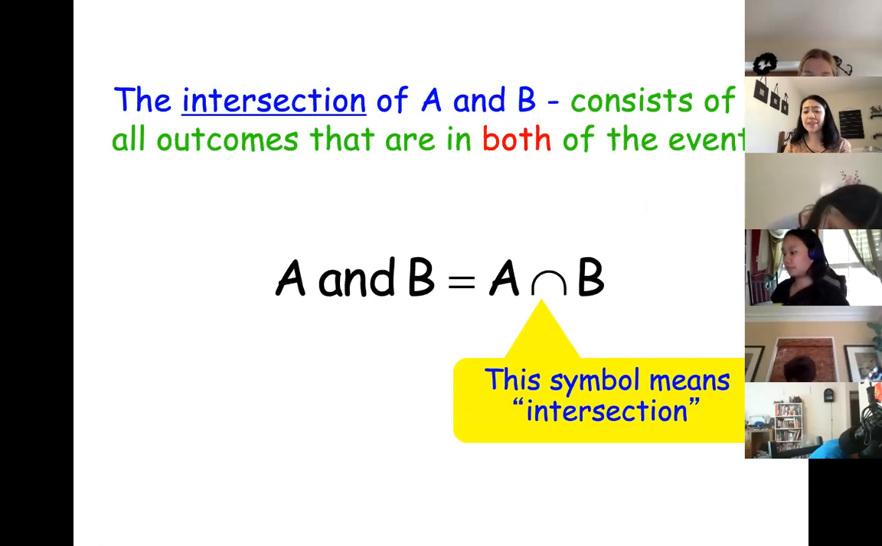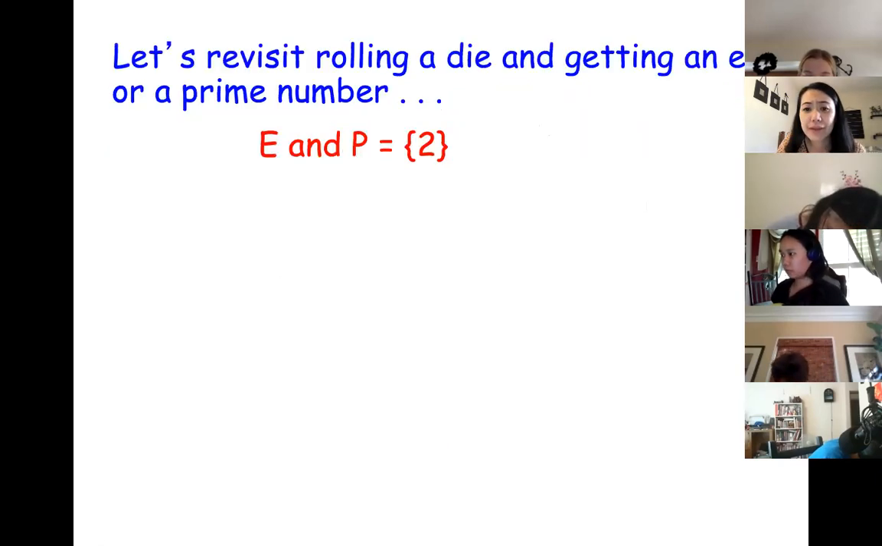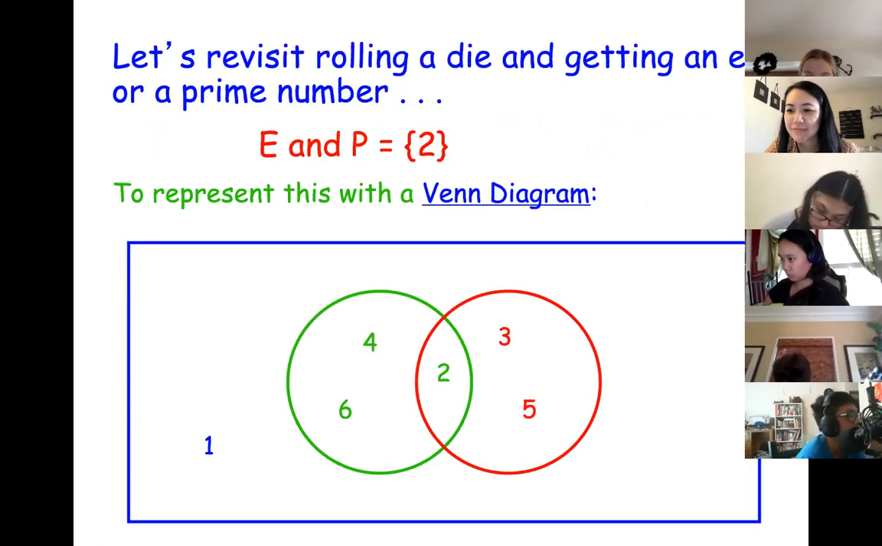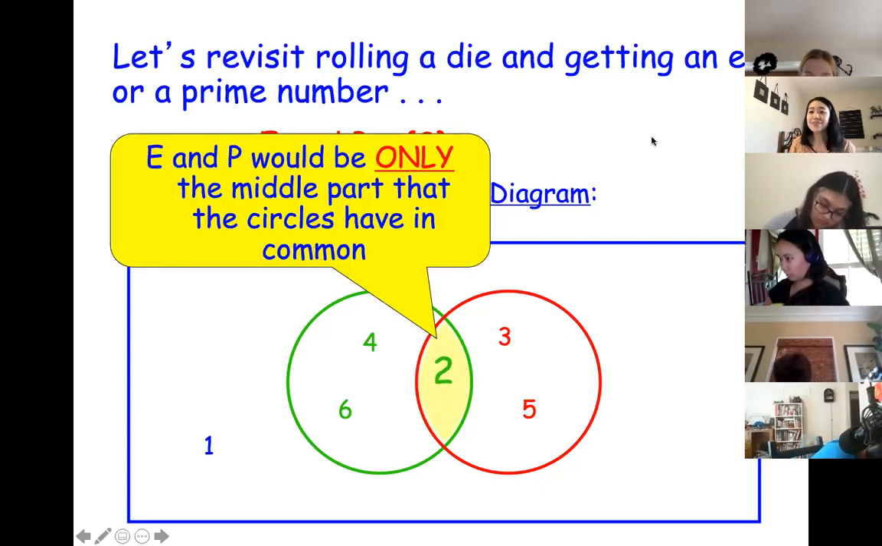So in this Venn diagram for E and P, where would you shade? In the middle. Just the middle. Yep, just the overlap part. Good. And that is the intersection.